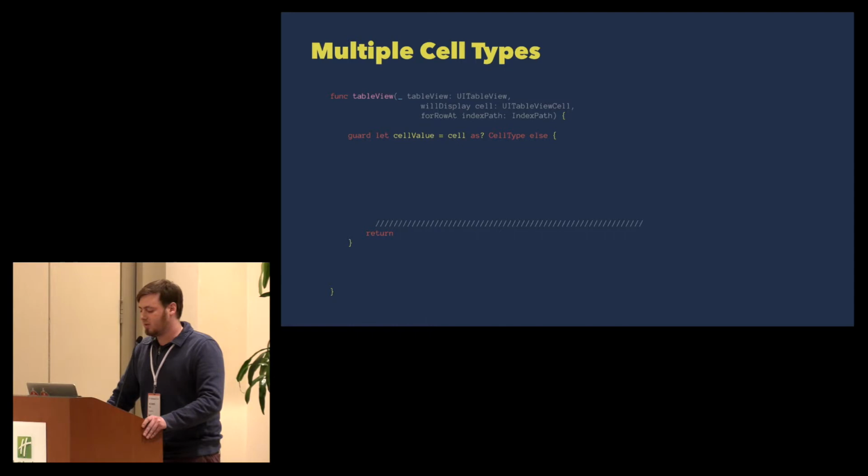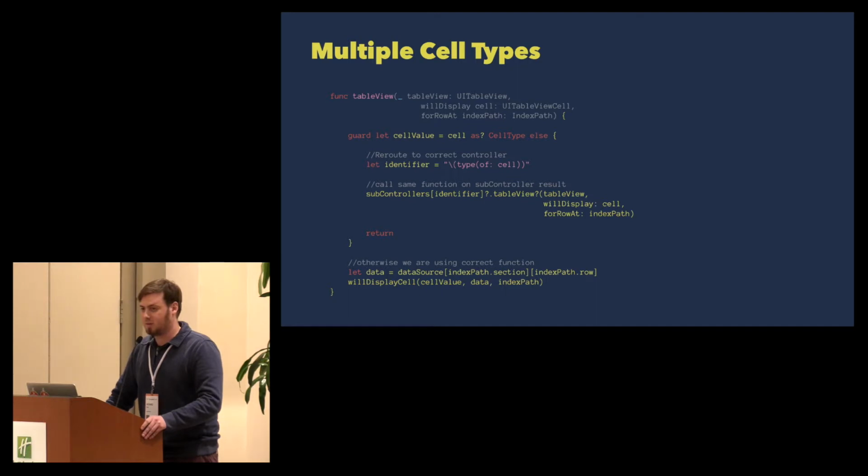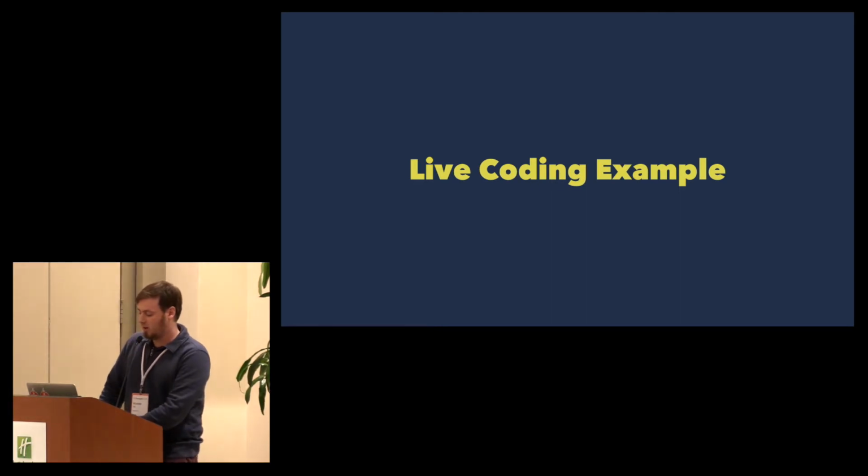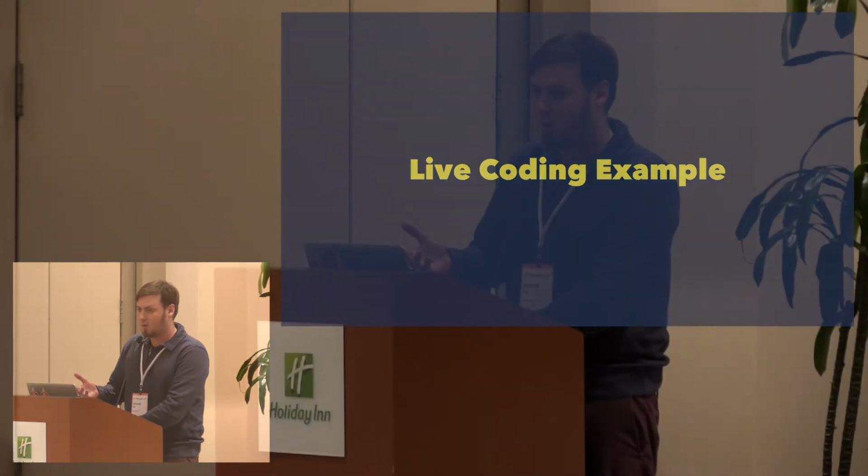For willDisplay, since we are getting the cell inside the definition of this function, we just check to see if we can cast it to the current cell type of the controller. And if we can, then we know that we're in the right controller, so we just go the normal route and call willDisplayCell. Otherwise, we get the identifier and pass it into the subControllers and call, again, the same function on that subController, which is willDisplayCell. And so I would like to give you a quick live coding example of implementing this with PropellerKit.